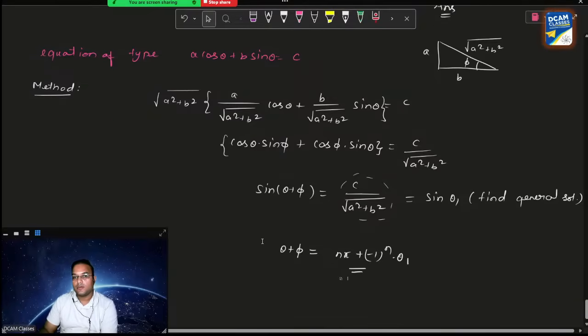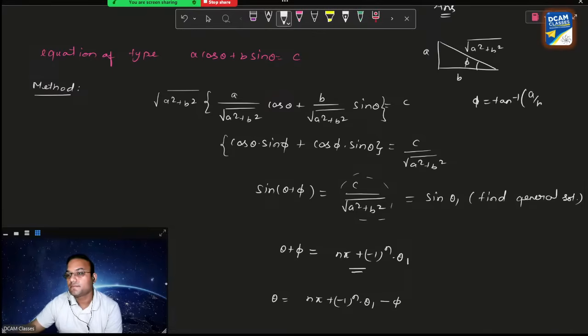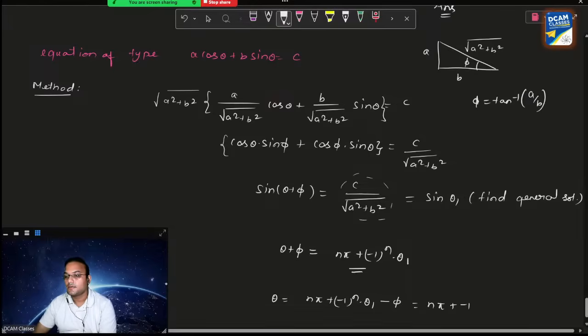But here theta plus phi would be 90. But you can write the phi value, na? See, you have to get the value of theta, na? It is n pi plus minus 1 whole power n into theta 1, minus phi, and phi you already know. Phi is tan inverse A by B. Okay, na? Yes. Like that you have to do.